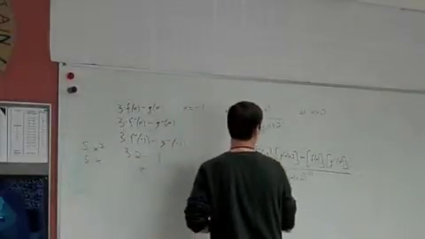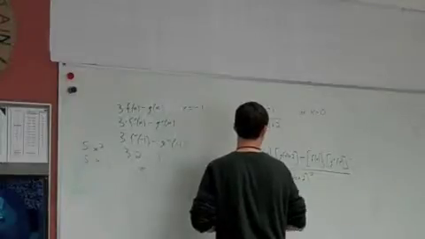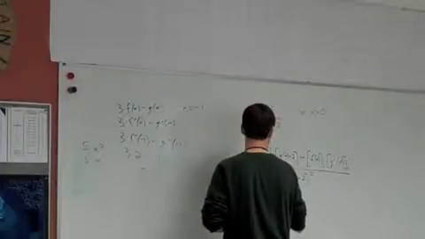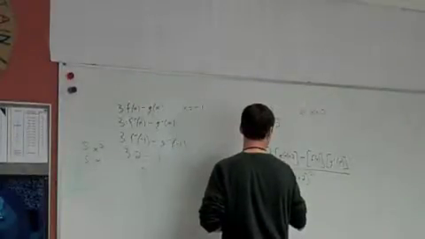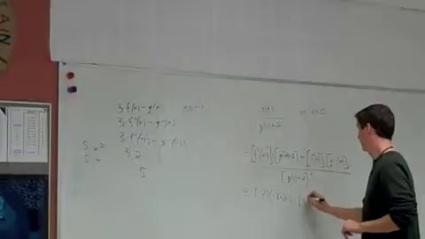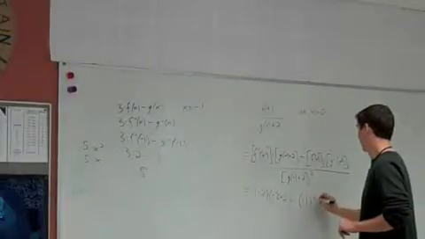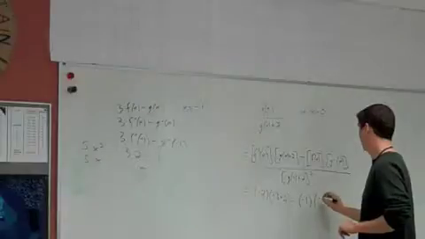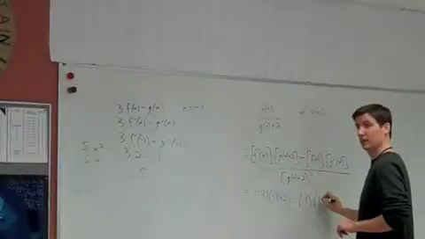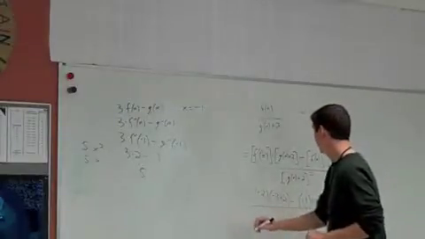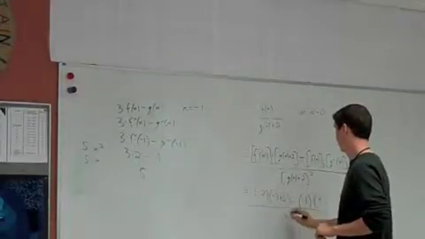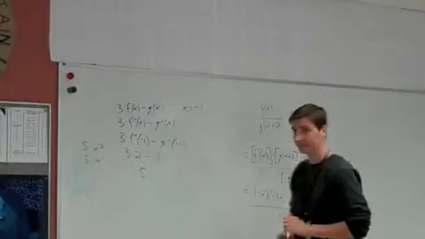What's f prime of 0? Negative what? Negative 2. What's g of x? What's g of 0? Negative 3 plus 2. Minus what's f of 0? Negative 1. What's g prime of 0? 4. All over what's g of 0? Negative 3. Still right?